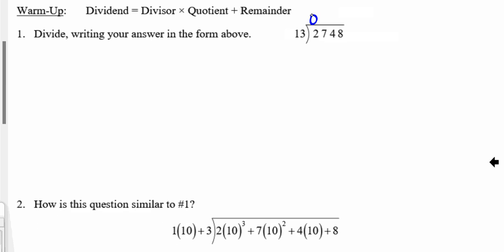And then I look at 27, and you can multiply 13 by 2, so it's 26. So you go above 27. 13 times 2 is 26, and we put that 26 under here. You need to make sure it's less than the 27. And then you subtract, and we get 1. And then you gotta bring down the 4.